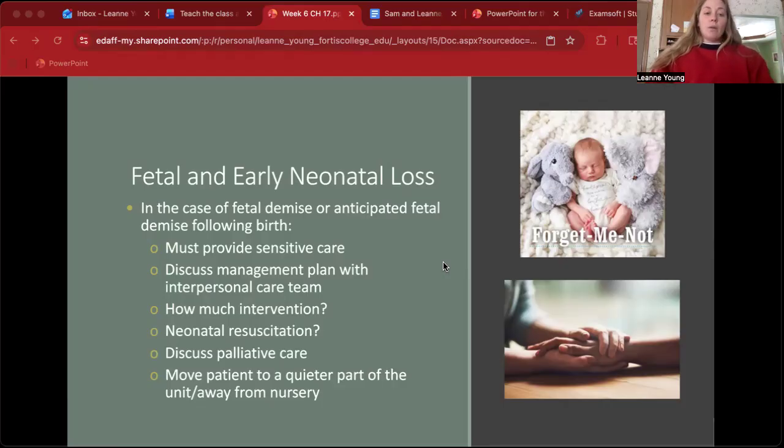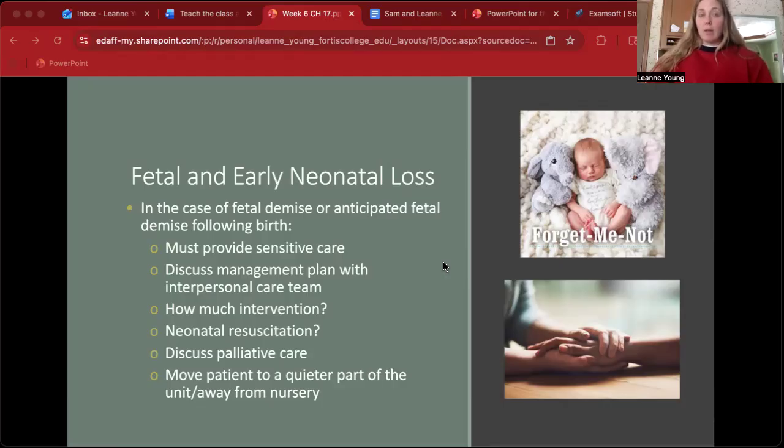We need to move the patient to a quieter part of the unit. So if a patient has just delivered and she had a stillborn, we are not going to be putting her right next to the nursery where she's going to hear babies crying all night long. Okay. That is just not what we're going to do. We're going to keep her in her own little area, quiet, removed from others in the hospital, and ensure privacy is maintained. Okay.